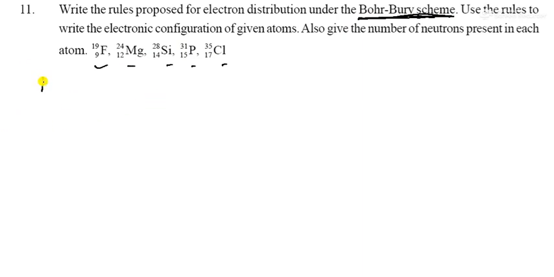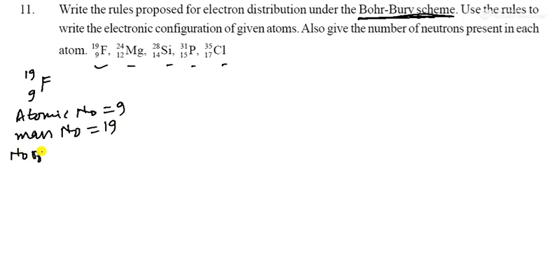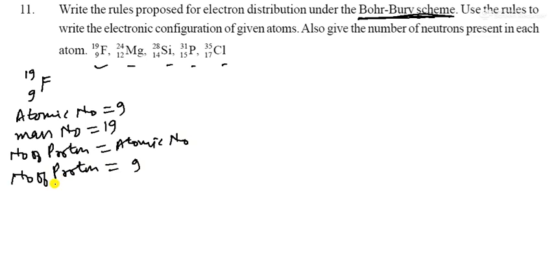So first one is fluorine. It is 9 and 19, and it has atomic number 9, and the mass number is given as 19. So first of all, number of protons is equal to atomic number. So number of protons, atomic number is 9. So number of protons is 9.